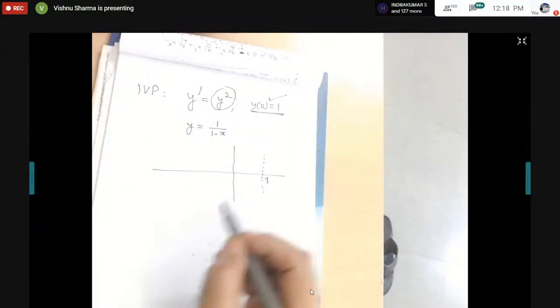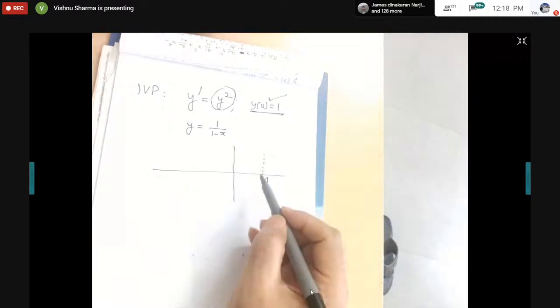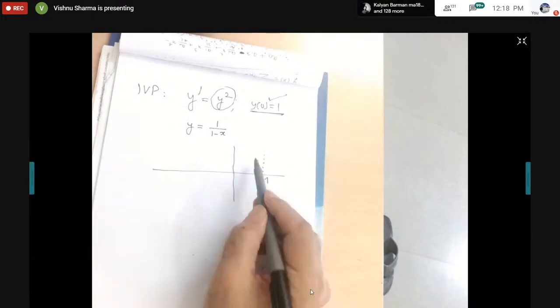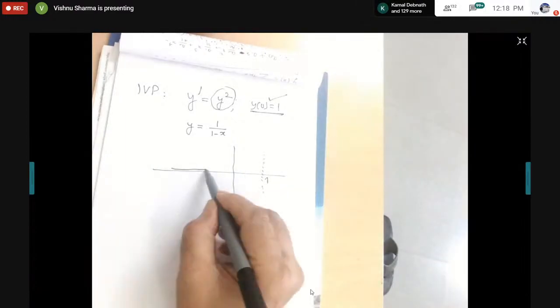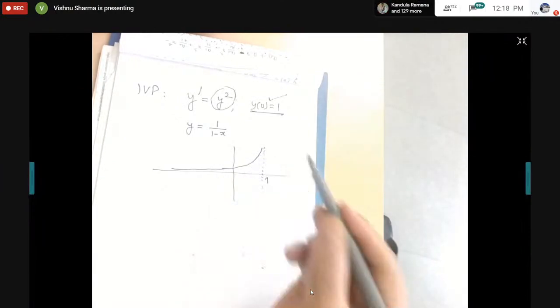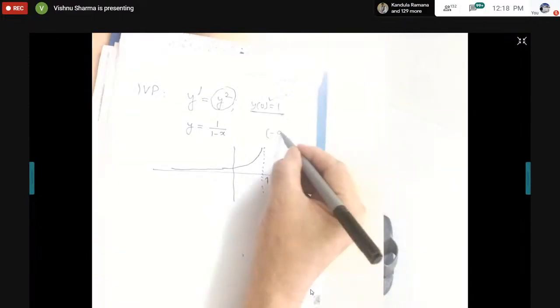So that's all the boundary condition. The boundary condition satisfies that interval. When x approaches 1 from the left, what happens? Y goes to infinity. This is the graph of this function. Is that right? Hello? Yes, sir. That's all. So this is the domain. The domain is minus infinity to 1.